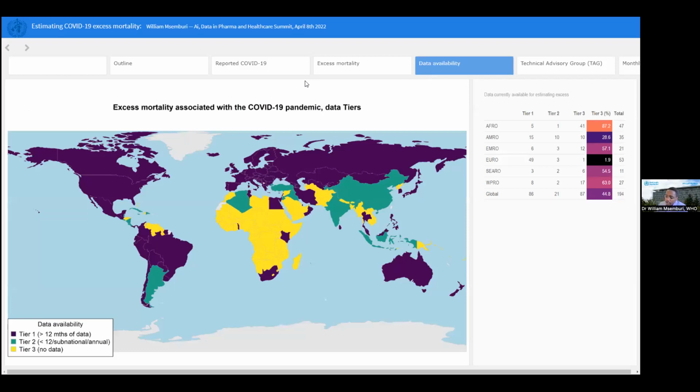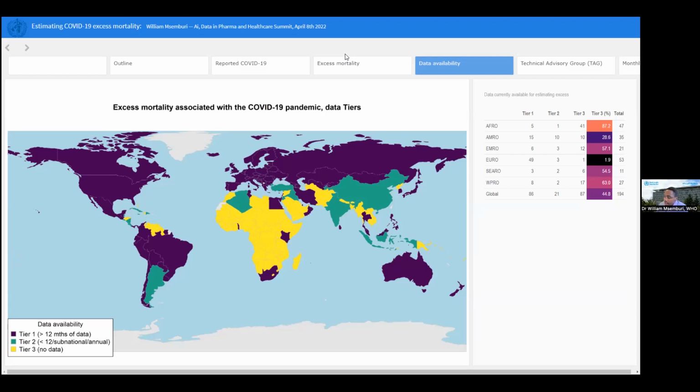Ideally, we would want to, for every single country, be able to use their current data to estimate excess mortality. But as I've mentioned before, timely, reliable, and complete data are not available for all countries. What I'm showing in this map here is the distribution of data availability. So in the dark purple, those are countries that we're calling tier 1. So those are countries for which we have complete data for the entire period, and we're able to use that directly. Then we have the tier 2 countries, which are countries that have some data, but it's partially complete.